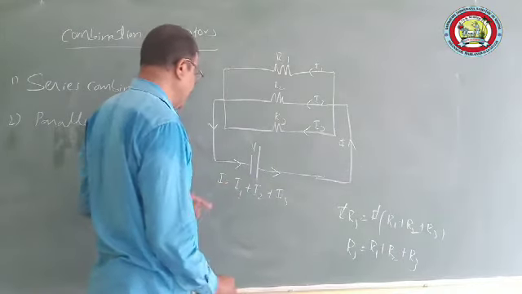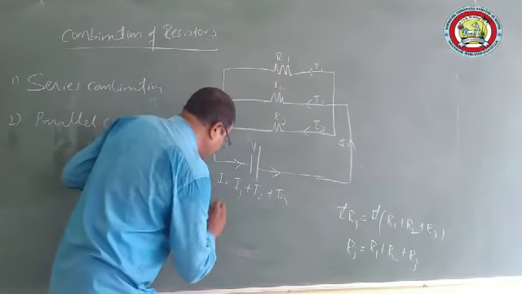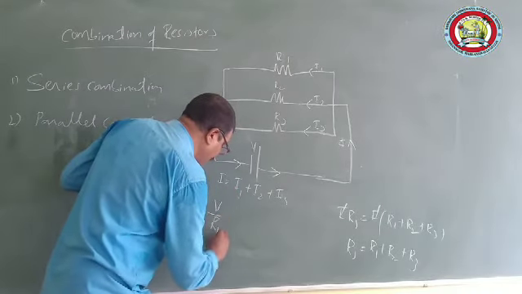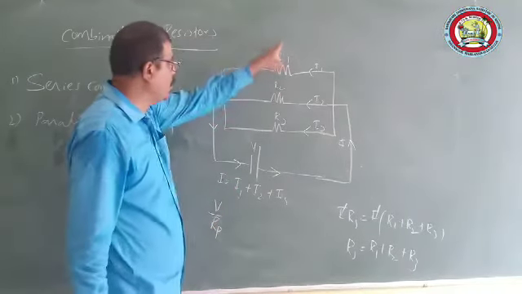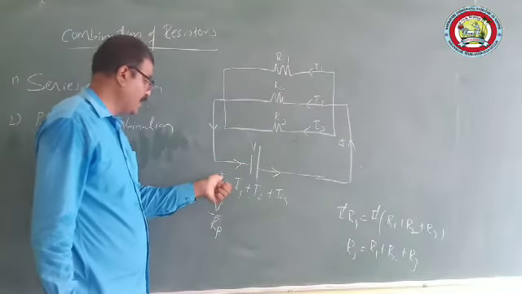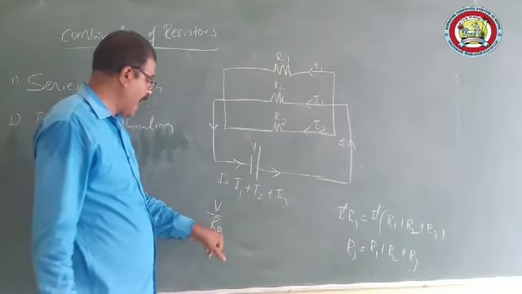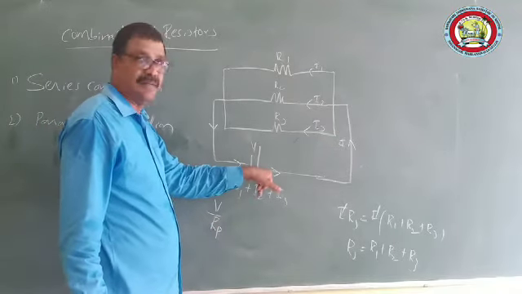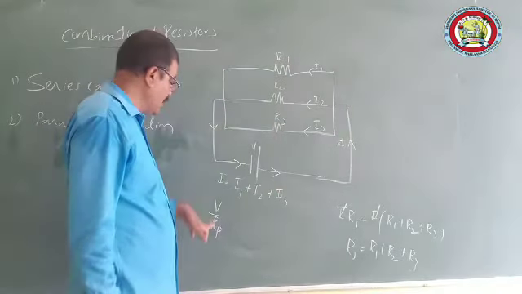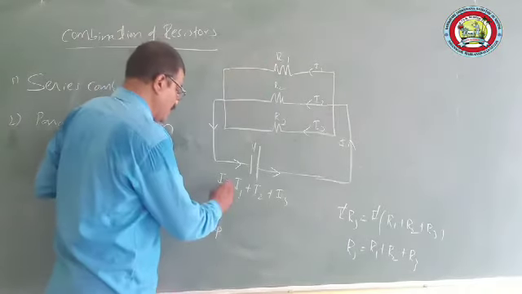But what is I in terms of V and R? Shall I put it as I is V by Rp? What is Rp here? Rp is the total effective resistance of the parallel combination. So we have converted this I into V by Rp, where V is the potential of the cell and Rp is the total effective resistance of the parallel combination.